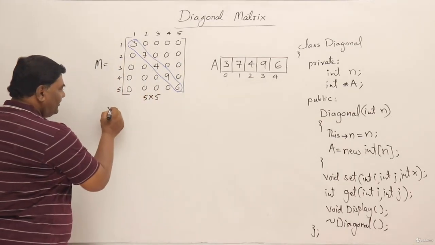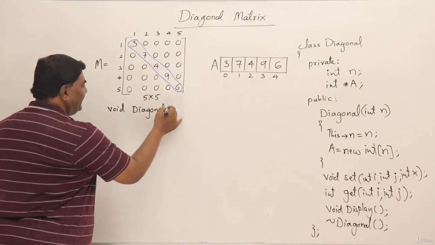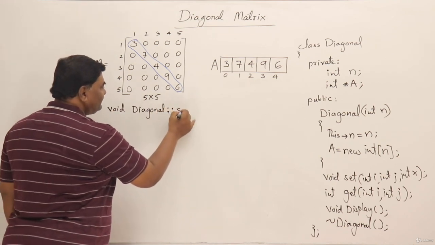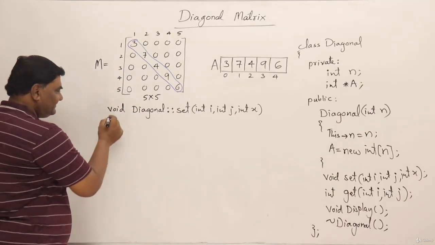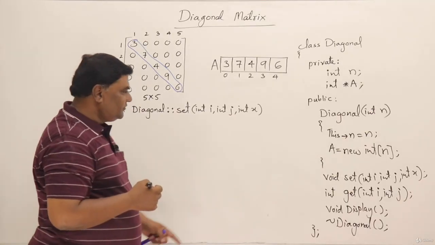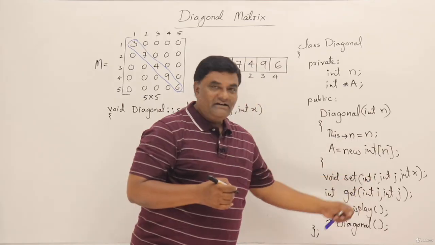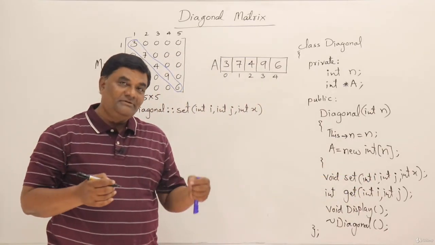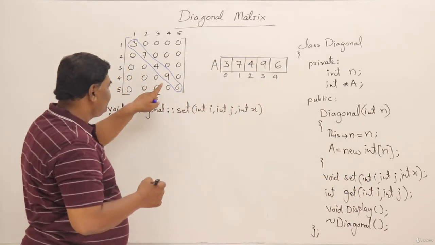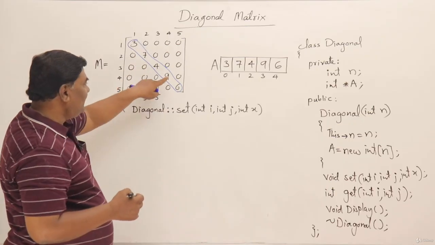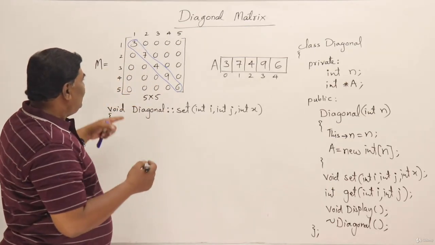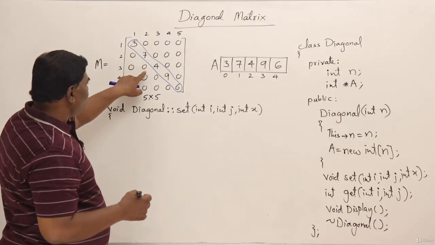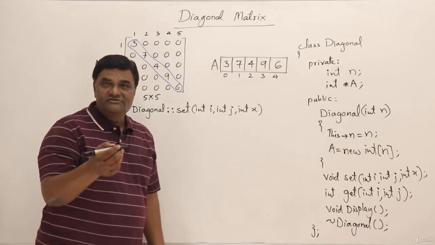So void class name diagonal set, with three parameters i, j and x. Then what is it supposed to do? When three parameters are given, row number, column number and the element. So if I am giving 9, I will be giving 4, 4 and 9. If I am giving 7, then 2, 2, 7. Even I may give 3, 2, that is 0. So it should not store 0.